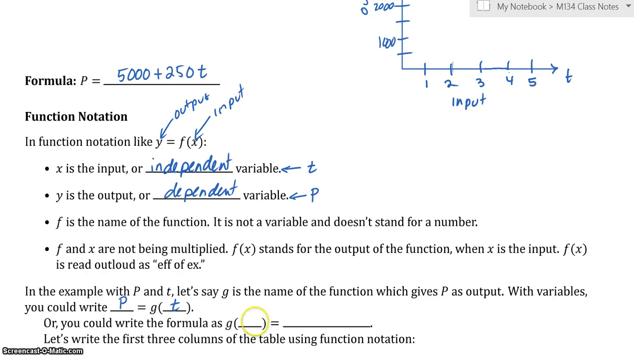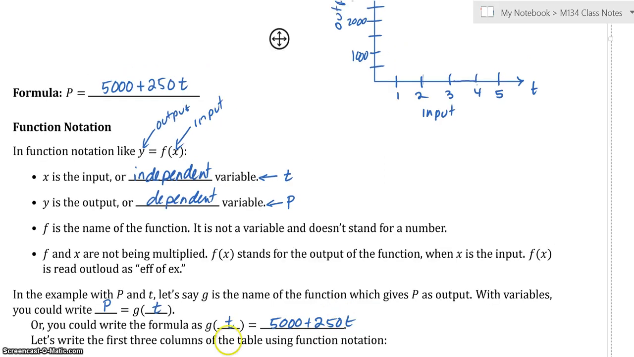As a formula, you could call this G of T, and instead of writing a P here, you could write what the formula is. It was 5,000 plus 250 T. And again, G can be any name that you would like. So you could have called it F. You could have even, like I said earlier, called it P. If you called it P, it would have looked like this, but it would still have been equal to P. So you can use that twice. Sometimes they do that.